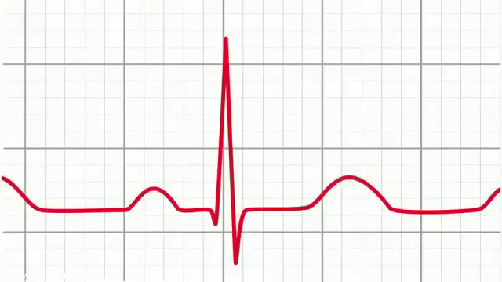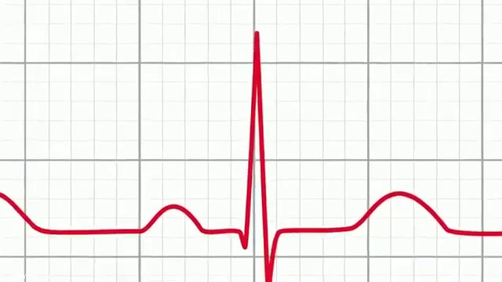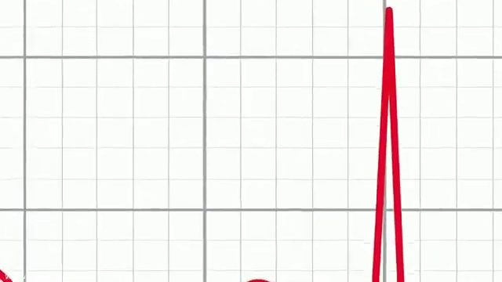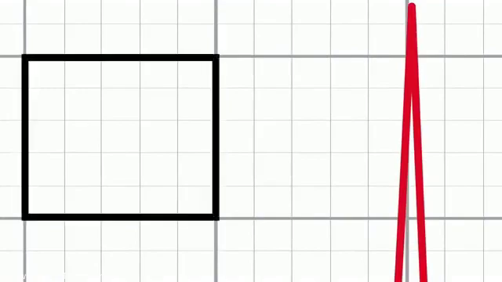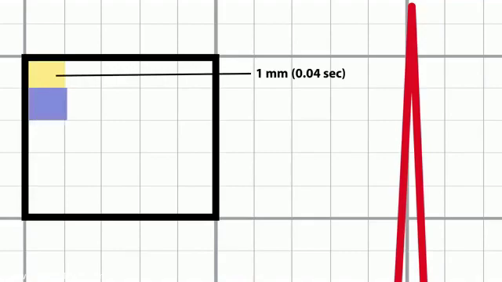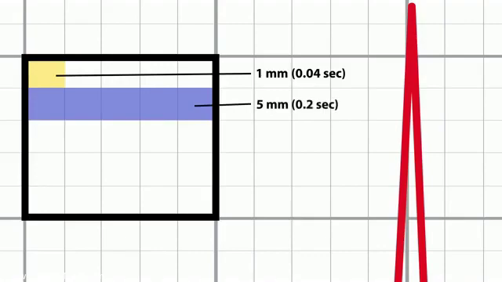Okay, so when you're looking at an ECG, there are tiny little boxes all over the place, and for every 5 boxes, you're going to see one of these big bolded boxes. Now, each tiny little box is 1 millimeter, and each 1 millimeter segment is going to represent 0.04 seconds, so not much time. And then for every 5 boxes, you have that bolded box, and that's going to be 5 millimeters, and then you just multiply it out. It's 0.2 seconds, or 200 milliseconds.